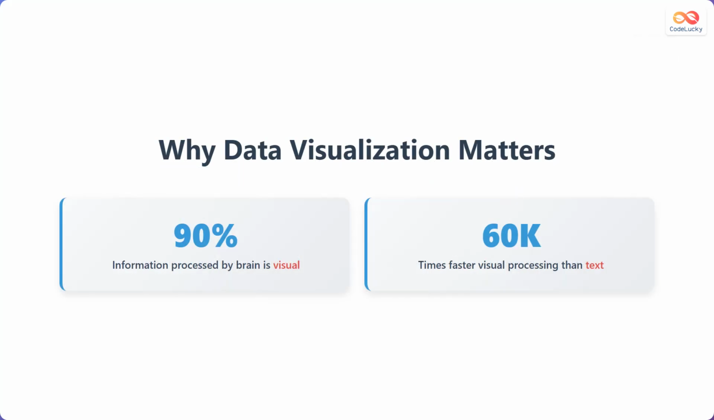Let's understand why data visualization is so important. 90% of the information processed by the brain is visual. Visual processing is 60,000 times faster than processing text. These statistics highlight the immense power of visual data representation in grasping complex information quickly and efficiently.